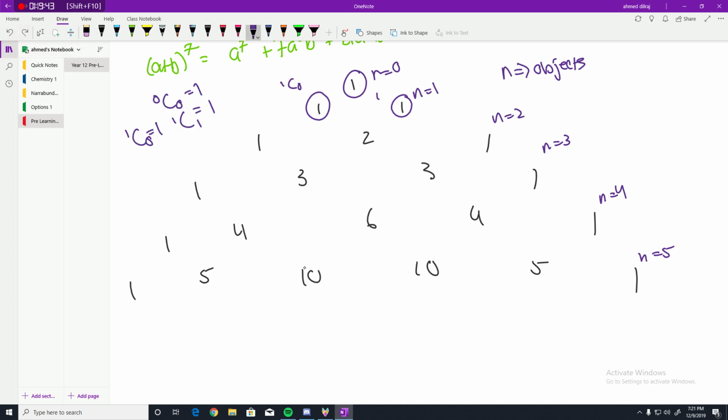So for 2 objects we have 2 choose 0. Frank, what's 2 choose 0? Is it just 1? Yep. And 2 choose 1. So from 2 objects, we choose 1. Omi, what would 2 choose 1 be? Would it be 2? Yeah, so you can see the similarities forming. And 2 choose 2 is 1 again.